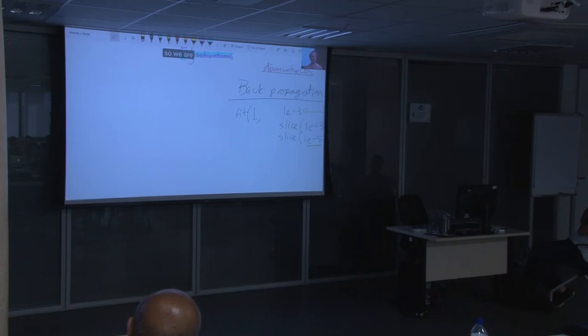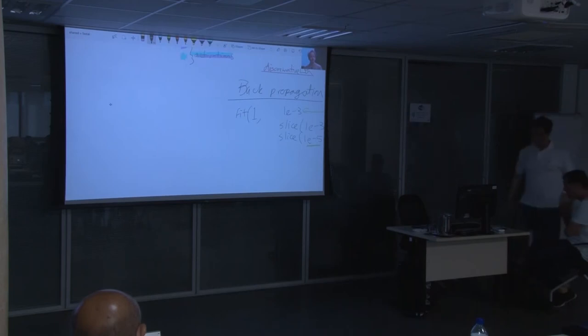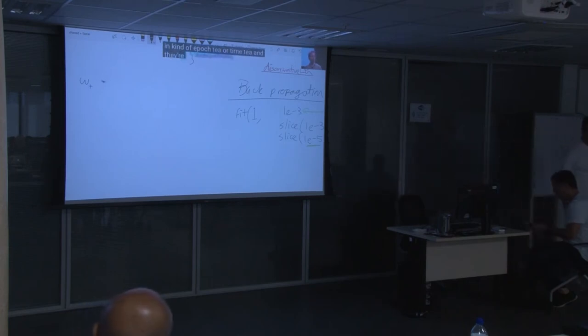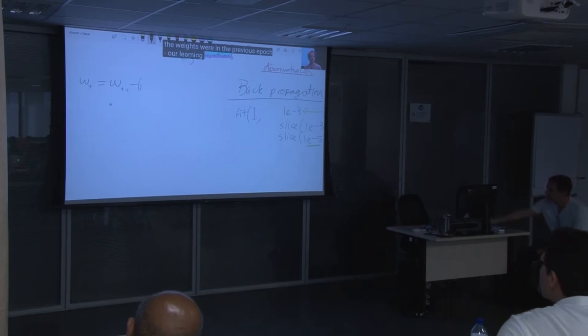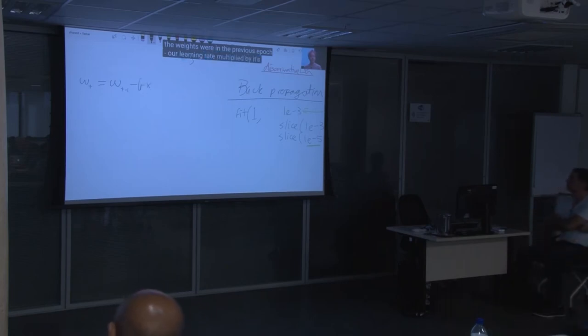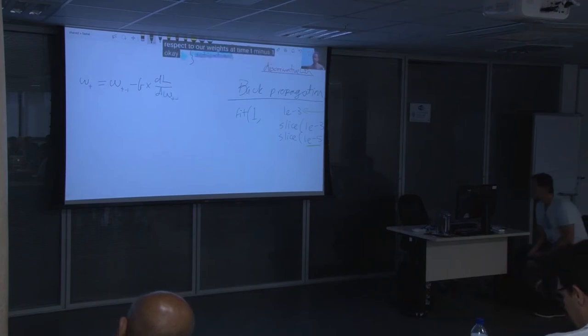So we are trying to calculate the parameters. I'm going to call them weights because this is just more common. In epoch t, or time t, they're going to be equal to whatever the weights were in the previous epoch, minus our learning rate multiplied by the derivative of our loss function with respect to our weights at time t minus 1.